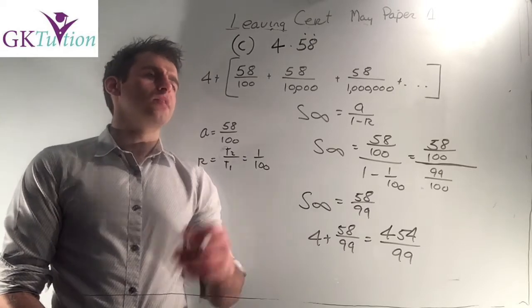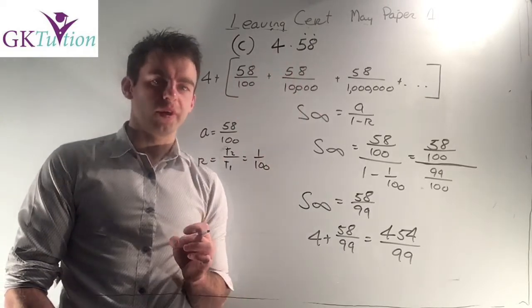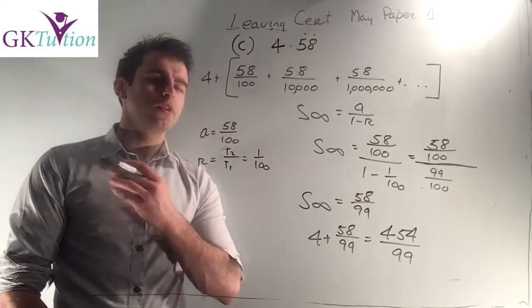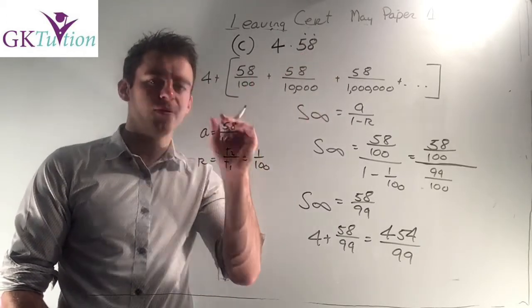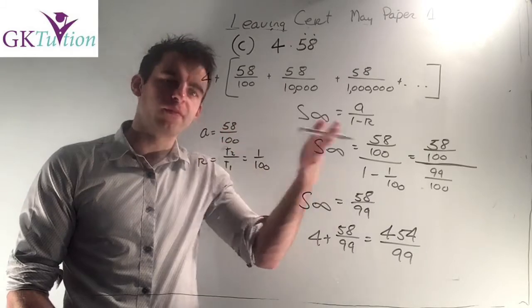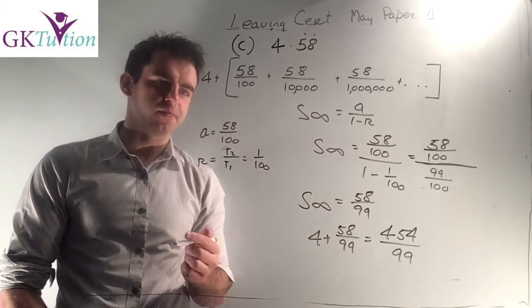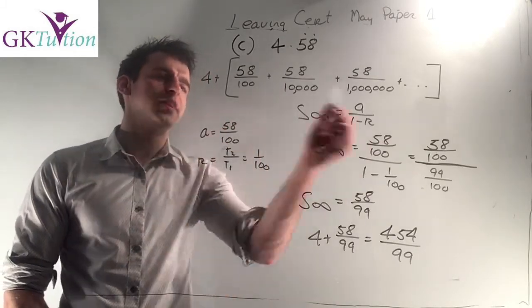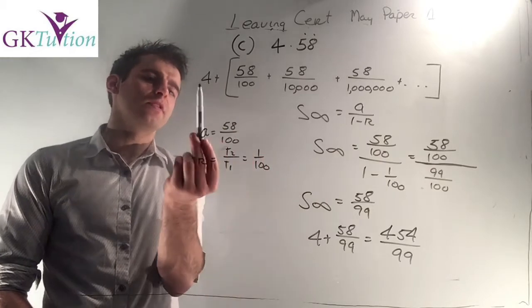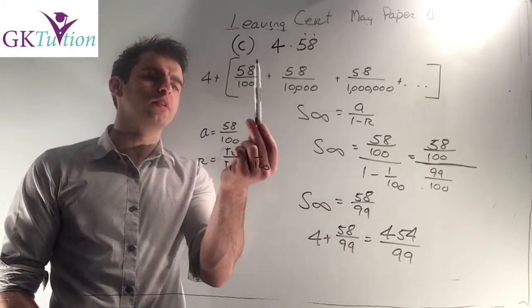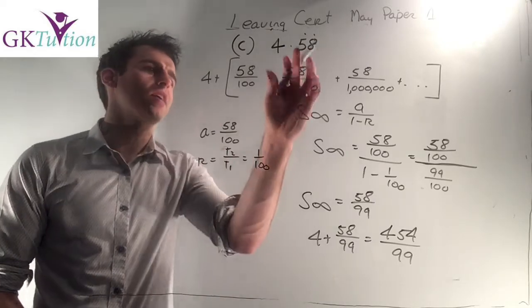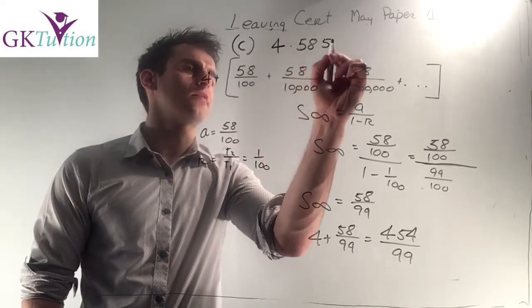In part C, we're asked to write 4.58 recurring as a fraction. So you should recognize that 0.58 recurring, 58, 58, 58, going on forever, is a geometric series. The first thing you should do is write this out as a bunch of fractions. First of all, 4.58 recurring is the same as 4 plus 58 over 100. That accommodates for the first 58, okay?